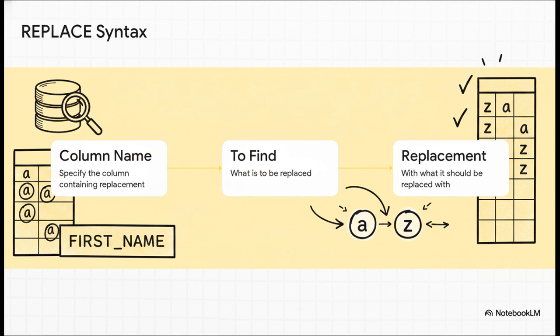First, the column name, let's say first name. Second, the character you want to find, for instance, a lowercase a. And third, what you want to replace it with, like a lowercase z. In one fell swoop, this single command scans your entire database and swaps out those specific characters everywhere they appear in that column. It's a real game changer.